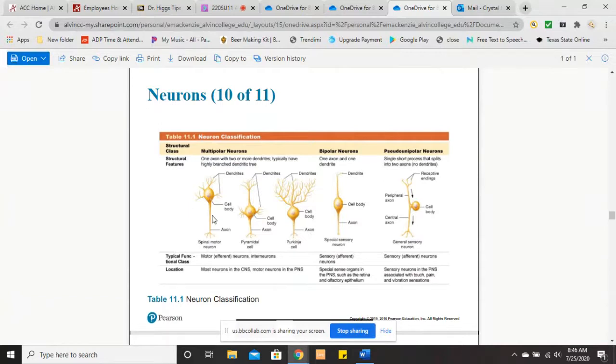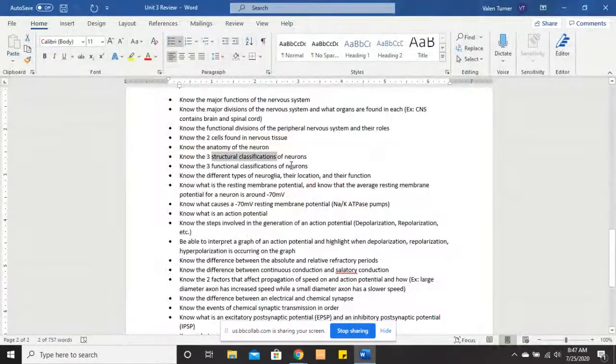So multipolar neurons all have one axon, multiple dendrites. Bipolar neurons have one axon and one dendrite, and pseudo-unipolar neurons, the axon and dendrites have fused together into one long process. Your multipolar neurons are the motor neurons and interneurons. Your bipolar neurons are sensory neurons helping with things like vision and smelling, while your pseudo-unipolar neurons are also sensory with some general somatic sensations like pain and touch. That's your classifications of your neurons.